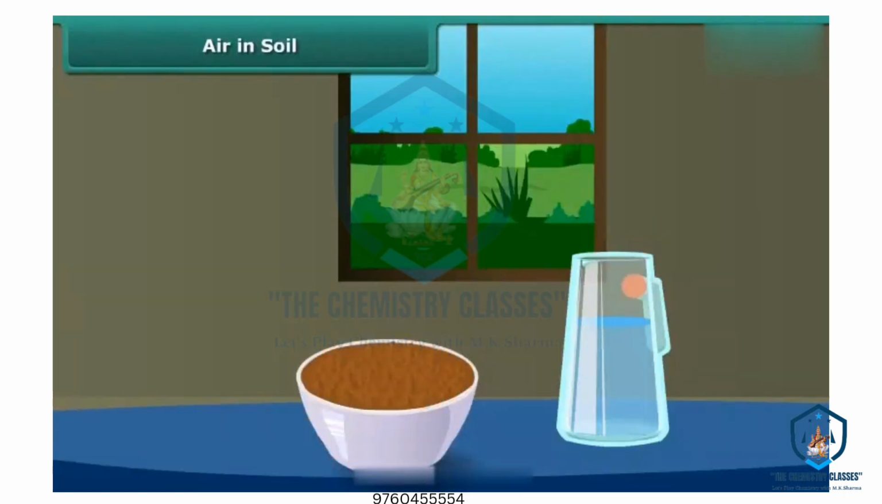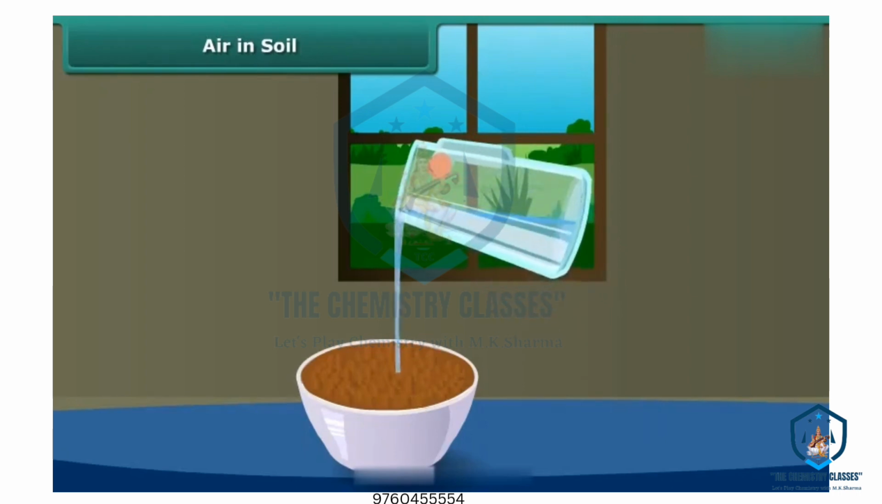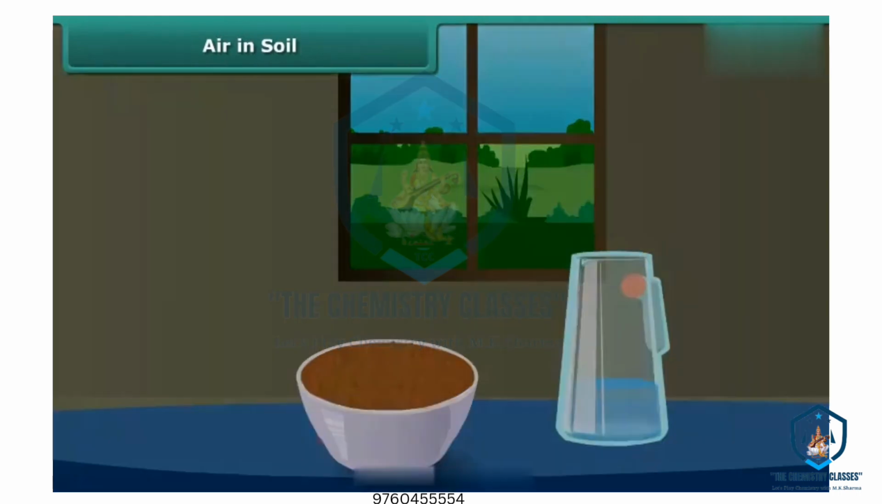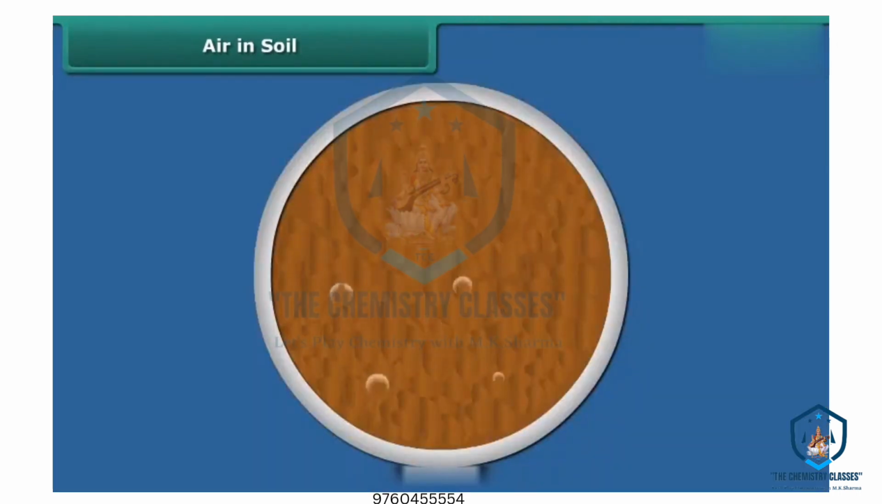How do the organisms living in soil get oxygen? To know this, take some soil in a bowl and pour some water on it. What do you see? You can see that air bubbles are coming out of the soil. When water is added to the soil, it replaces the air present in the soil. The air in the soil comes out as bubbles.